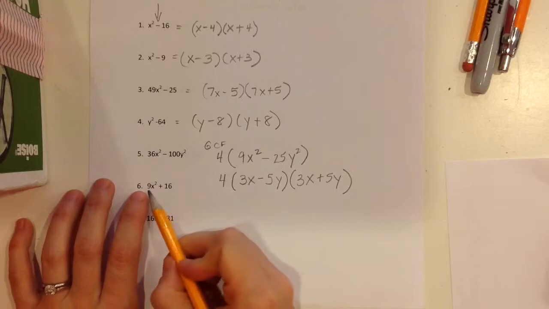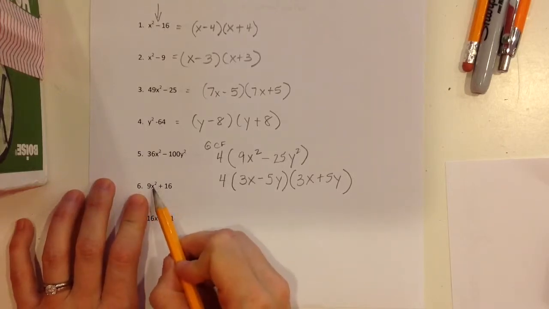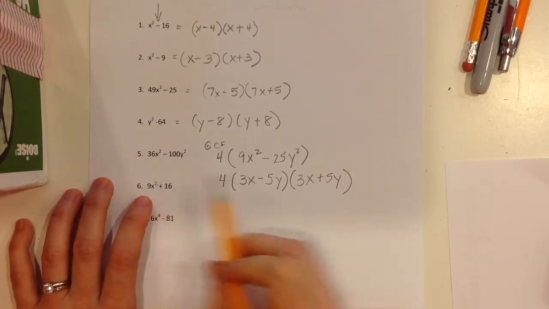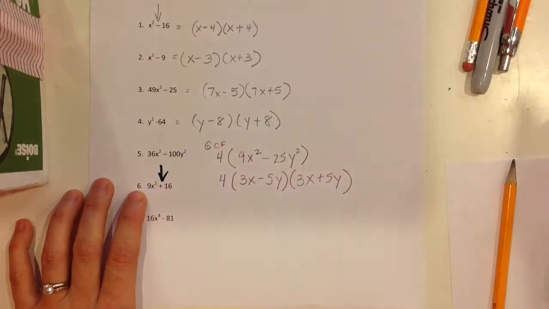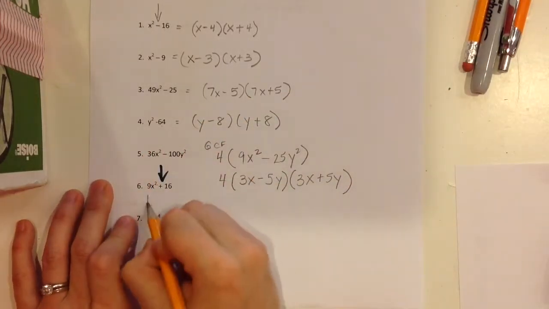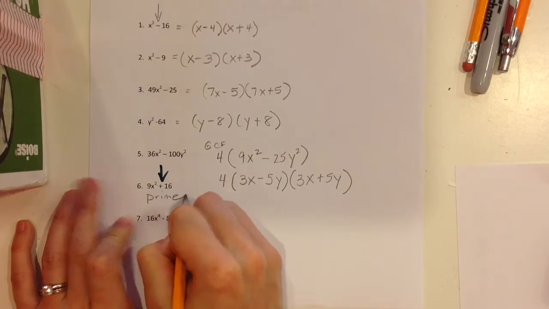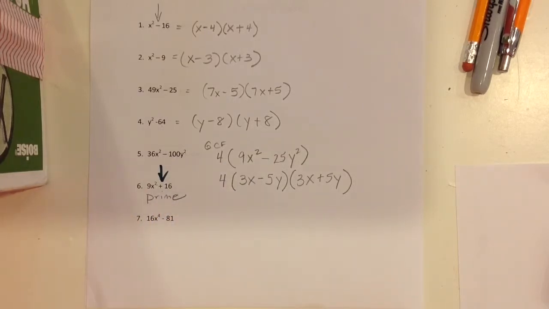I can take the square root of 9, I can take the square root of x squared, I can take the square root of 16. But since I do not have a minus sign in between, I have a plus sign, this is going to be a prime polynomial. Okay, it's very important that you be able to take the square root of each term and have a minus sign in between. So since there was no minus sign, I can't go any further with that polynomial. There's no GCF that I can take out. There's nothing I can do at 6 but write prime.